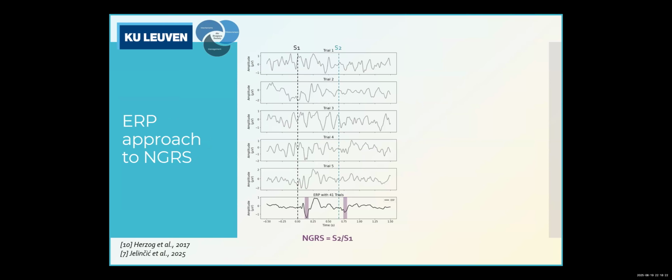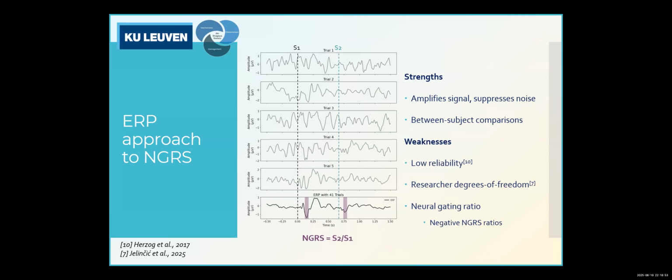So currently, we measure neural gating using the event-related potential approach. You take your individual trials, align them around your events, then you average them, then you identify the peaks and calculate gating as the S2 over S1 ratio. This approach is great at amplifying signal while suppressing noise, and it allows for between-subject comparisons. However, when you average many trials together, you completely lose all within-subject variability, which can affect reliability. And there is a lot of researcher discretion in baseline correction, and then how the peaks are found, interpreted, and how the neural gating is calculated, etc.